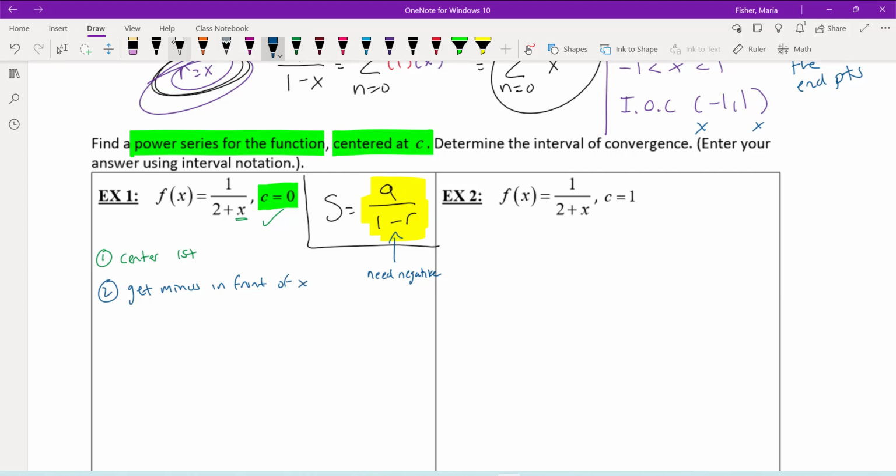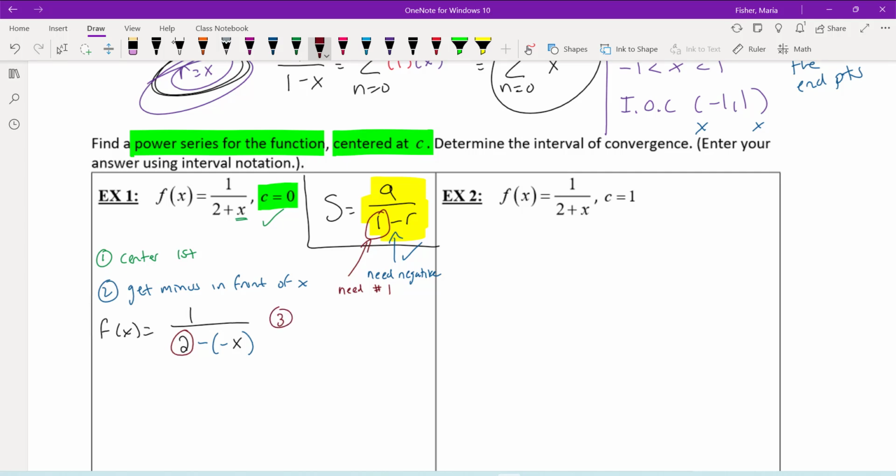Well, I don't have a minus sign in front of my x, but I can just rewrite this as 1 over 2 and then minus a negative, because minus a negative is the same as a positive. And now I have that minus sign that I need. The last thing that you do is you make this guy here into the number 1. Well, I don't have a number 1, I have a number 2, so I'm going to divide everything by 2 to get that to be a number 1.